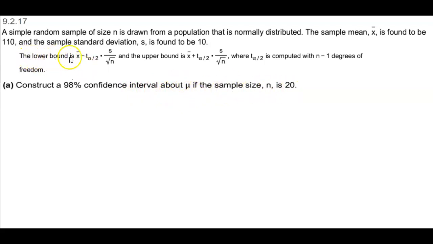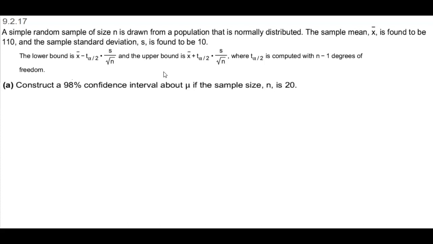So here's our formula. The lower bound is equal to the sample mean minus the critical value of t, times the sample standard deviation divided by the square root of the sample size. And the upper bound is the same thing, only we're adding that to the mean. Again, t alpha divided by 2 is computed with n minus 1 degrees of freedom. So what we want to do is construct a 98% confidence interval.